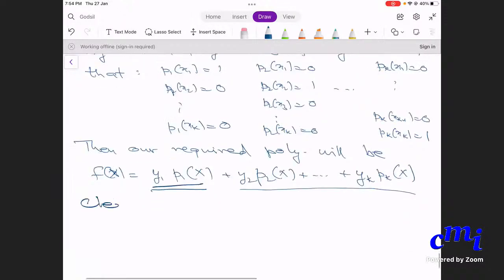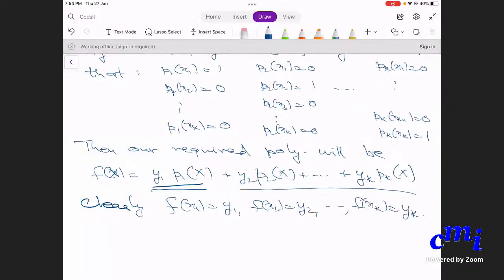So then clearly f of x1 is y1. Similarly, f of x2 is y2 and f of xk is yk. And further, the degree of f is less than or equal to k minus 1. Because if we have found the p's, all of degree at most k minus 1, then the degree of f is also at most k minus 1. It's just a linear combination of p1, p2 up to pk.